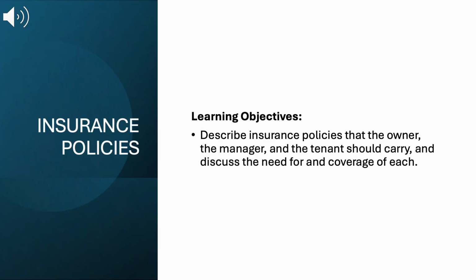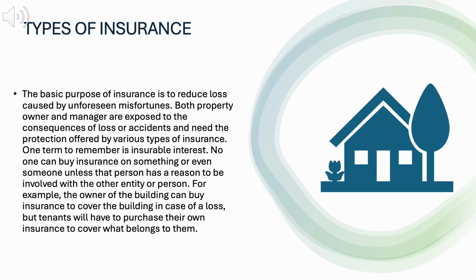Insurance policies. Learning objectives. Describe insurance policies that the owner, the manager, and the tenant should carry and discuss the need for and coverage of each. Types of insurance. The basic purpose of insurance is to reduce loss caused by unforeseen misfortunes. Both property owner and manager are exposed to the consequences of loss or accidents and need the protection offered by various types of insurance. One term to remember is insurable interest.